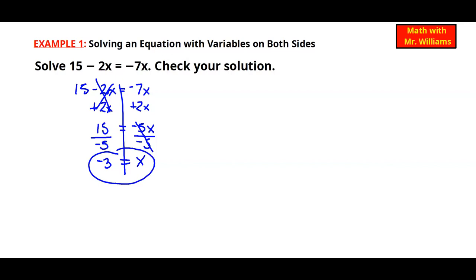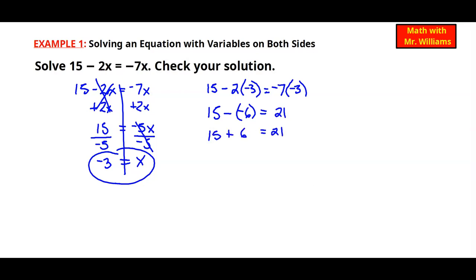So let's rewrite our equation, substituting that negative 3 in. So then on the right, we have negative 2 times negative 3, which will get us a positive 6. Negative 7 times negative 3 is a positive 21. On the left, we see that we have minus and negative, so we know we need to add the opposite. 15 plus 6 is 21, equals 21, and it does check.